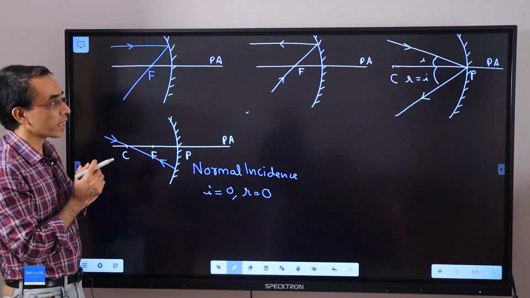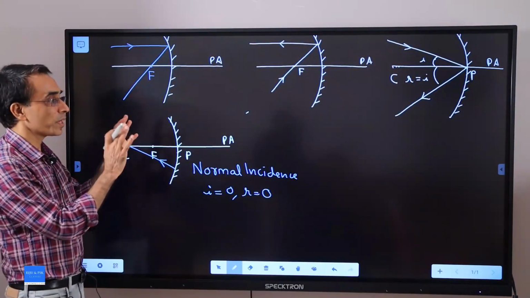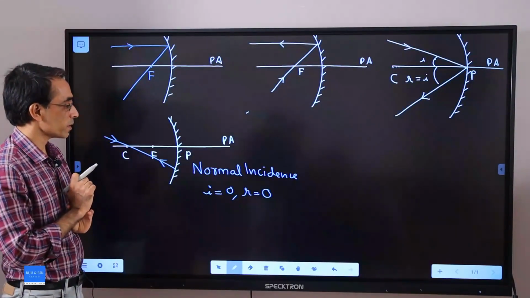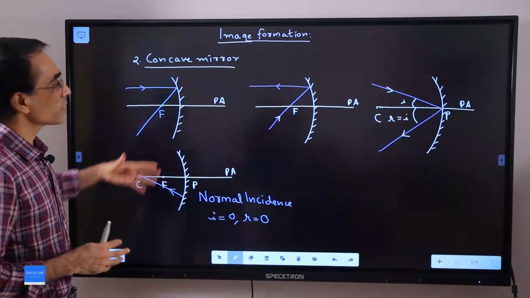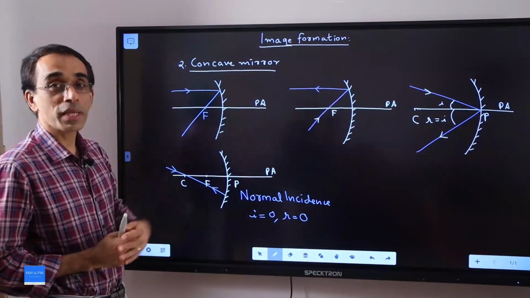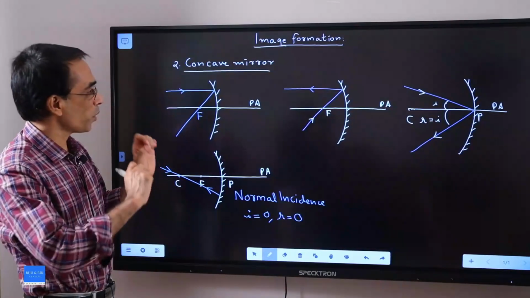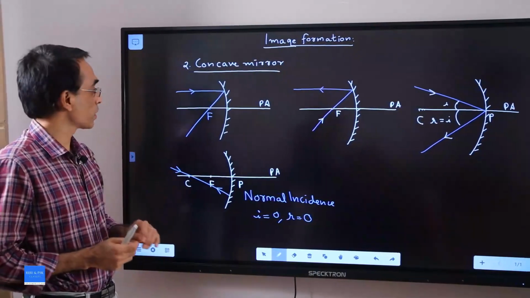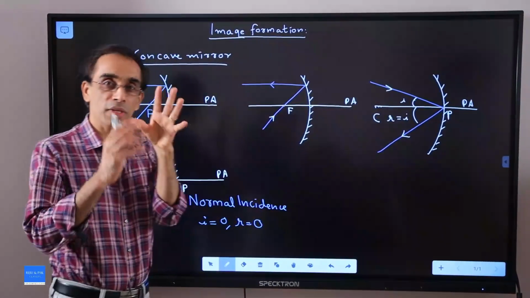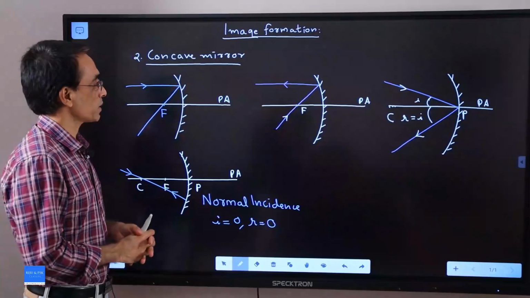So these 4 diagrams are very important to make a different image formation in a concave mirror. Alright. So in the image formation of concave mirror, we have these 4 basic diagrams. Out of this, most commonly or most useful are the first one and the third one. These are the 2 diagrams that we repeatedly use to form images.